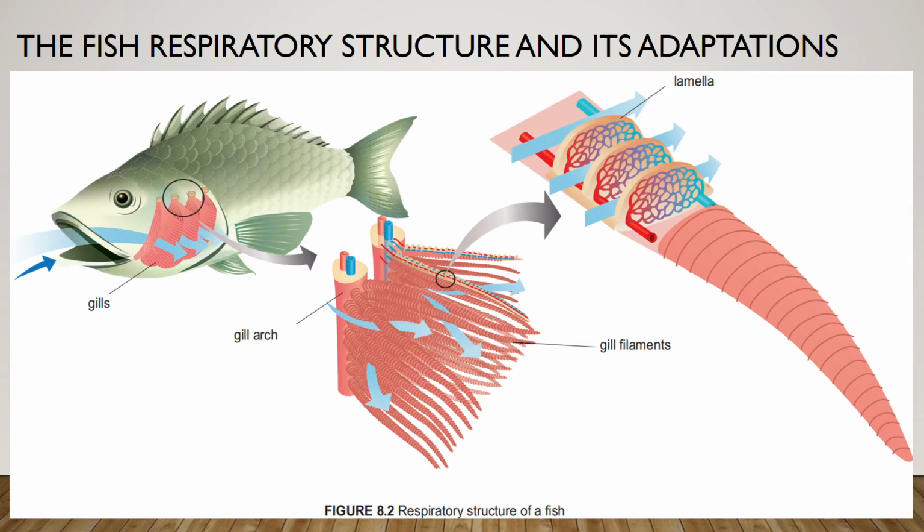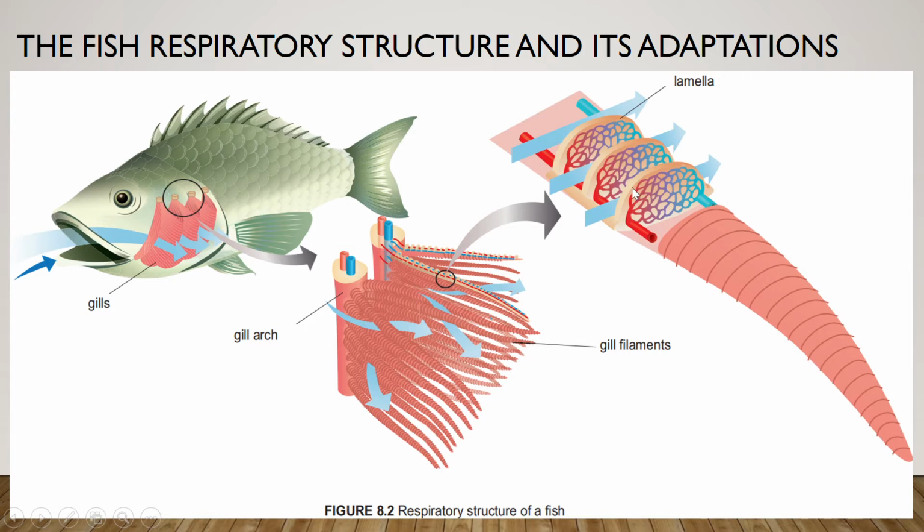Okay, next is the fish respiratory structure and also the adaptation. So if you notice, okay, how many of you have cut fish before? So have you ever really looked into the gills, the insang? Okay, actually it has got 4 pairs of gills. Okay, and this thing we call the gill arch. Okay, 4 pairs of gills. 1, 2, 3, and 4.